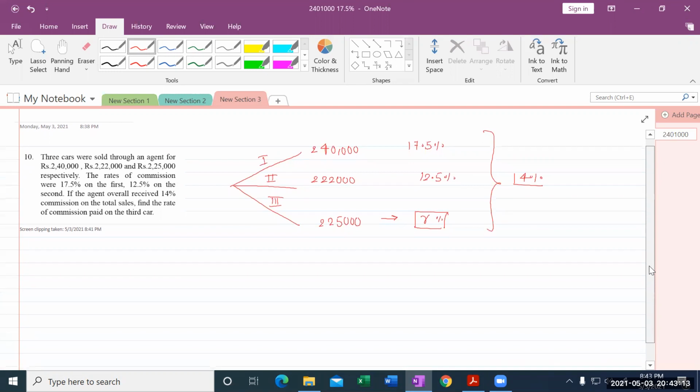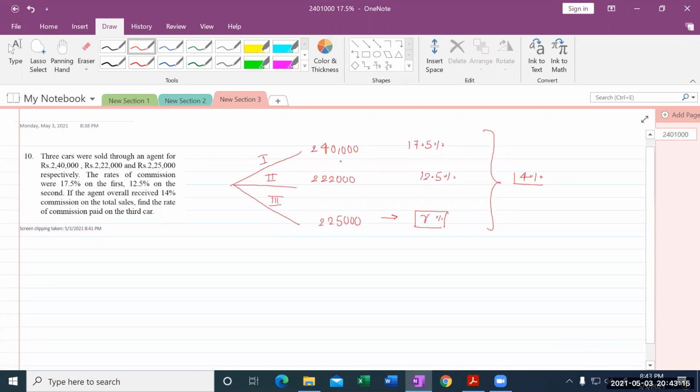So what I will do, first, initially I will calculate one by one the commission on the first car, the commission on the second car, and the commission on the third car. The first step is to get the commission on each car. So let's start.